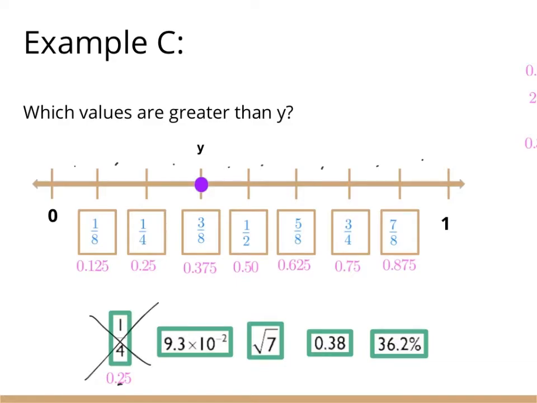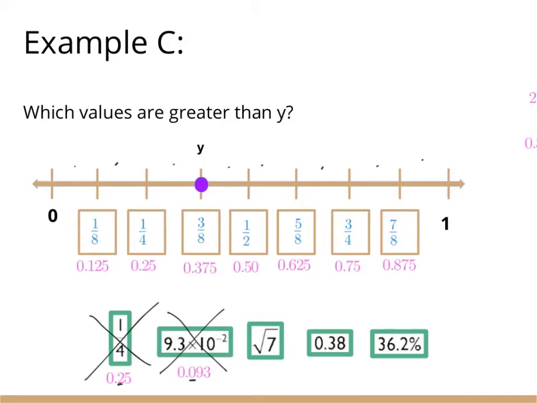Here I've got 9.3 times 10 to the negative second. The key there is the negative in the exponent, so I know I'm going to be moving my decimal to the left. I'm going to move my decimal to the left 2 spaces, and when I do that, I get 0.093. Now I have to determine, is this greater than y? It looks like this 0 is going to be smaller than that 3, so that is not larger than y, so it is also not a correct answer.